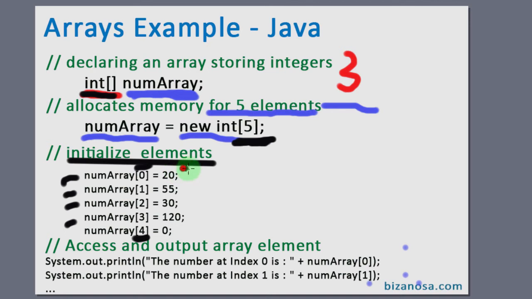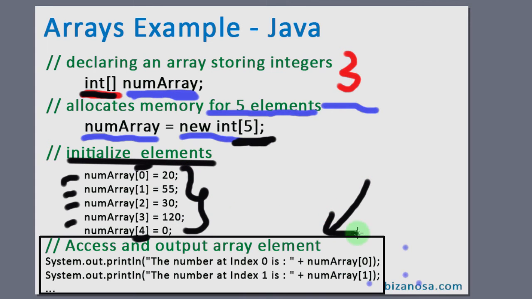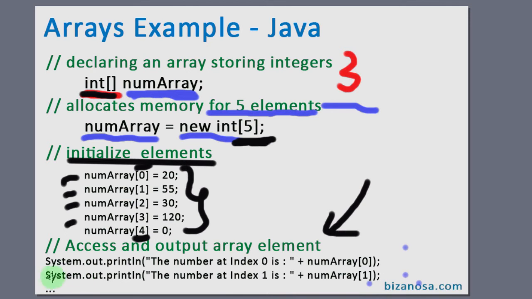We know that these elements are now in the array. Now we want to access the array elements and output them on the screen. So in Java, this is how to output something in a new line. You remember in C++ we were using cout, and then whatever element was to be couted, we put it somewhere there.